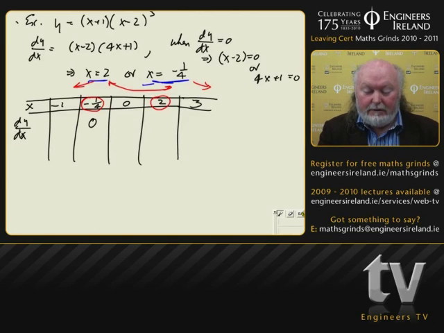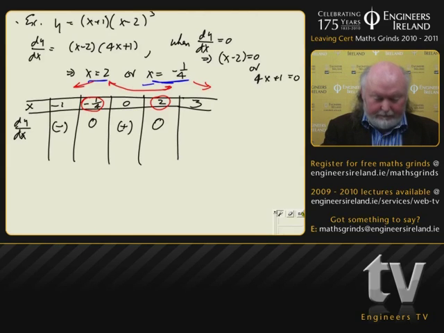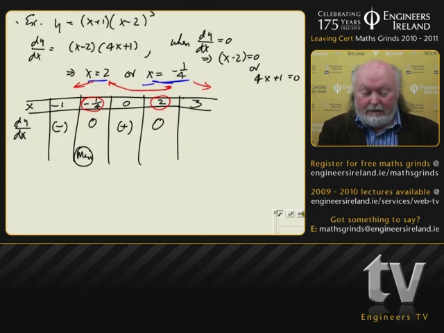We know it's 0 here, and we know it's 0 here. It's negative there, it's positive here. So we can now say, if it goes from negative to positive, that's a min. And over at 3, it's positive. So this is a saddle point.